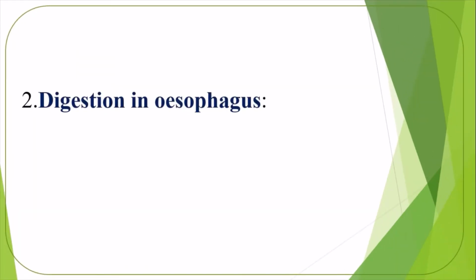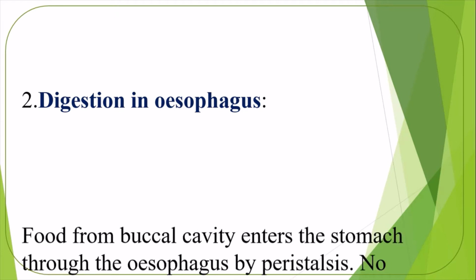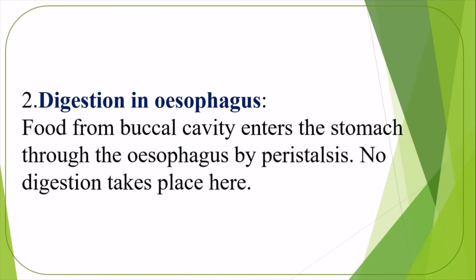Digestion in esophagus. Esophagus is a long tube-like structure of our digestive system. It is also called the food pipe. Food from the buccal cavity enters the stomach through the esophagus by peristalsis. No digestion takes place here. What is peristalsis? The movement of the digestive canal, or the contraction and relaxation of the digestive canal, is called peristalsis.